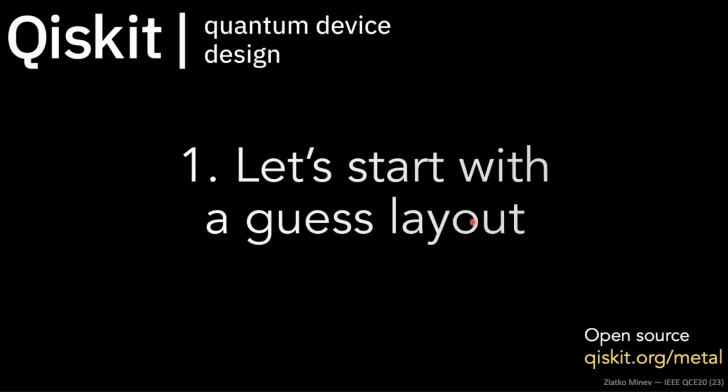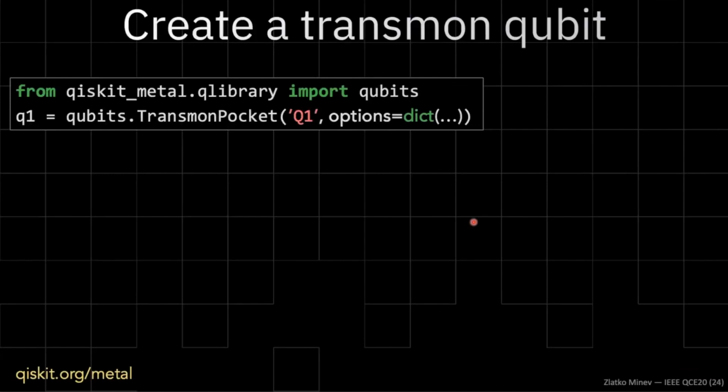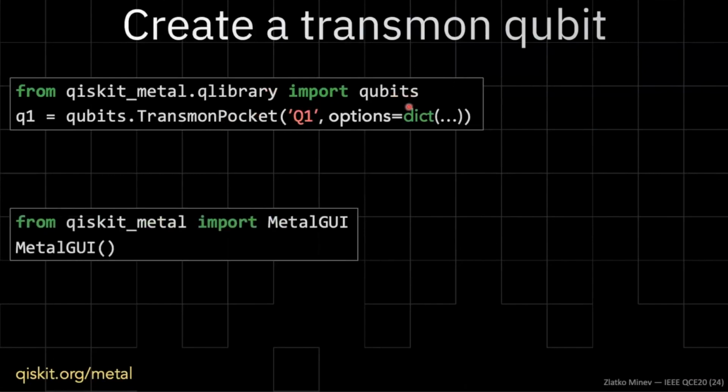So let's start with a geometry layout. And to do that, we'd like to create a transmon qubit. That's the bread and butter of superconducting quantum circuits. So from Qiskit Metal, there's a library of predefined quantum components. You can make your own if you don't see the one you want. And you can select, let's say, the transmon pocket, give it a name and give it some custom options. And then you can pick up the GUI if you want to actually see what this will look like.